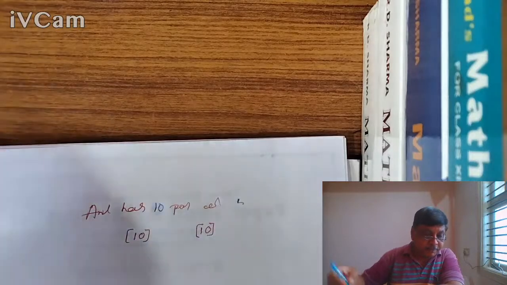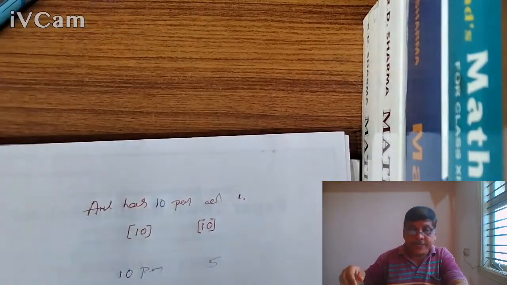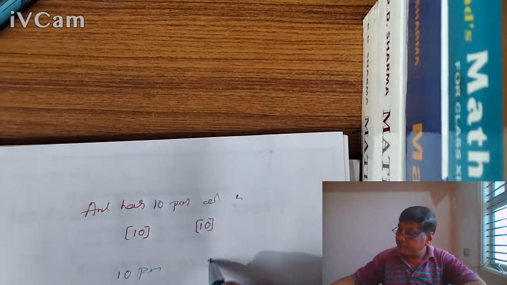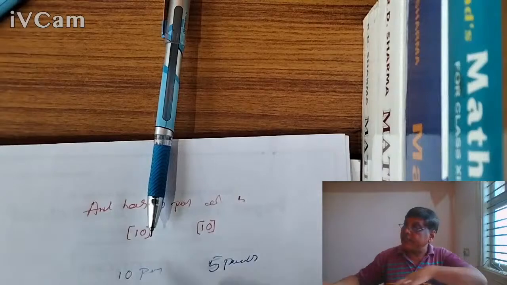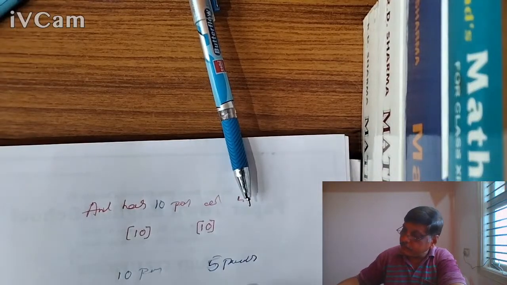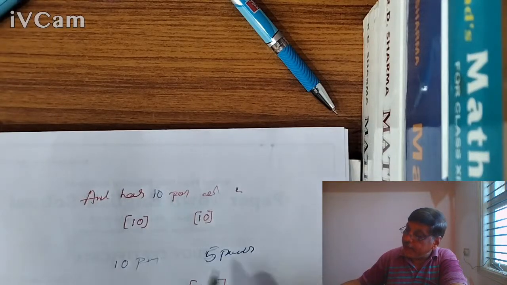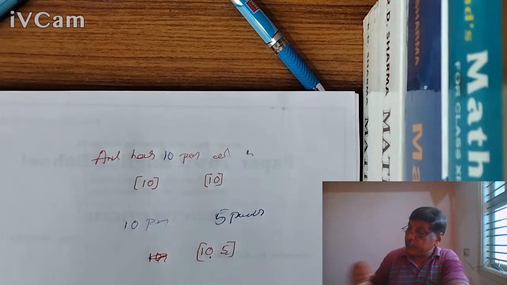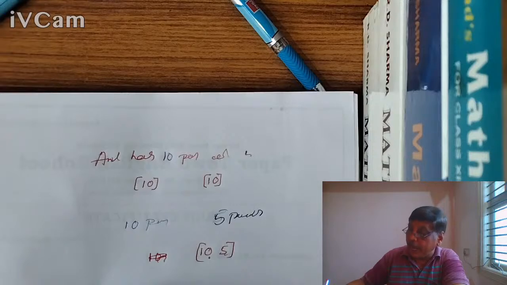Now, if we have to express that Anil has 10 pens and 5 pencils, we may express it as a bracket with the understanding that the first number represents the number of pens possessed by Anil. The second number indicates the number of pencils Anil has.